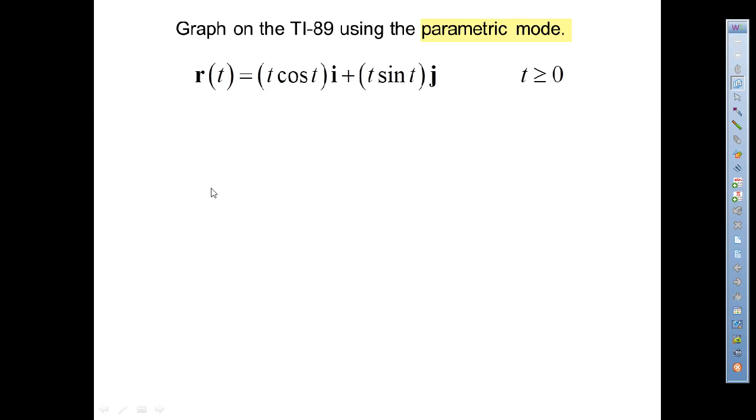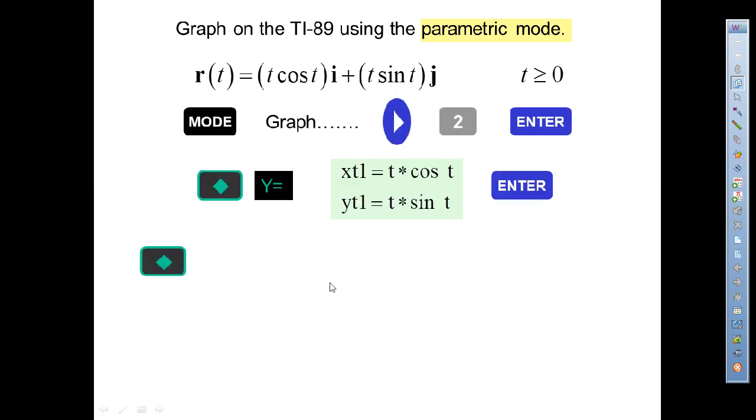Now, I'm going to go through this really quick, but you can graph on the TI-89 using the parametric mode. It also works on the 84. So let's do r of t is t cosine t i plus t sine t j, and t is greater than or equal to 0. You want to do parametric mode. This will be your x equation. This will be your y equation. And there they are.